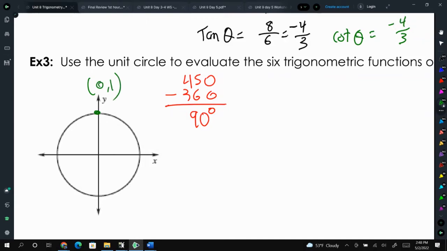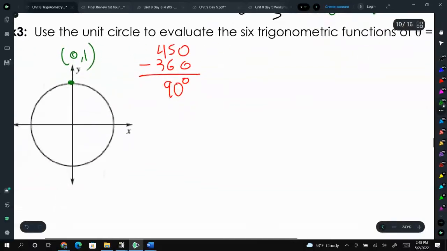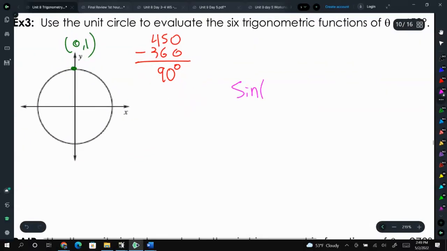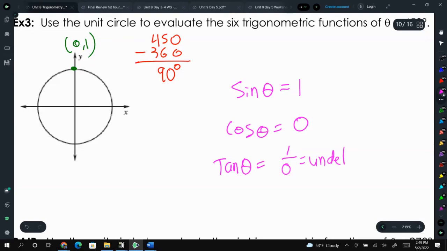Now we can evaluate the 6 trig ratios of that. So sine of theta is going to be opposite over hypotenuse. Well, how do you do that for this one? Well, then we go back to the x and y coordinate. The y coordinate here is just 1. Your cosine is going to be the x coordinate, or 0, and then your tangent is going to be sine over cosine, 1 over 0, which is undefined.